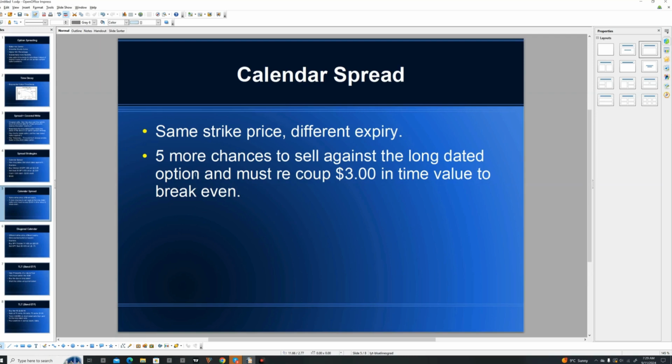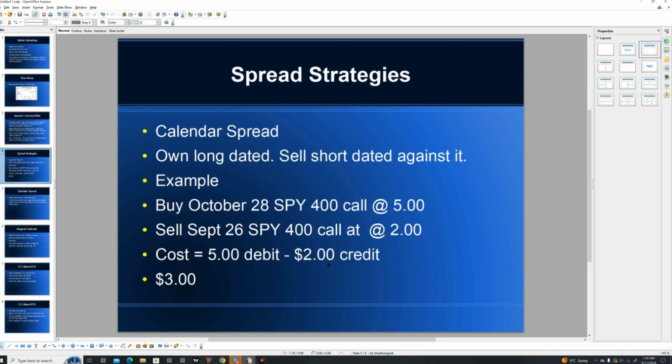Now, let's say that short dated call here in our example, the market doesn't get to the strike, so it expires worthless. Then you have another chance to sell, you know, a September 30th or an October 3rd or whatever, against that long call again. So you've collected this $2. Now you've got a chance to collect another $2 or a dollar or whatever you choose to sell at. Okay, so it gives you multiple chances to reduce your initial cost. Okay, that's how time works for us.